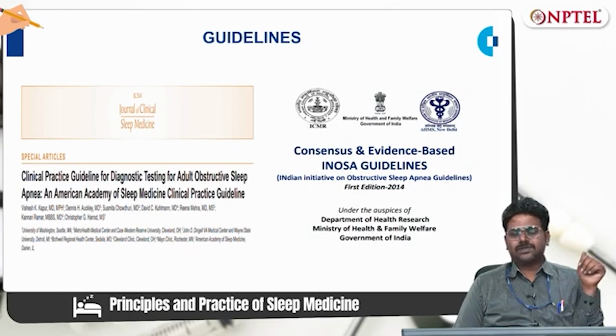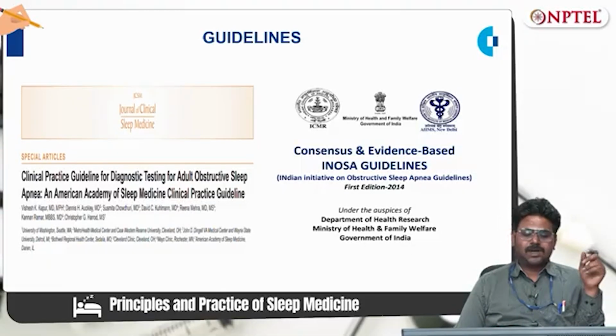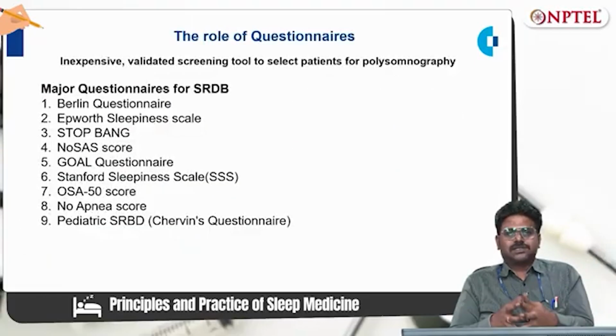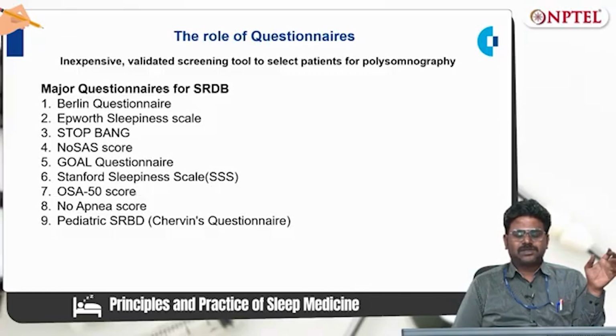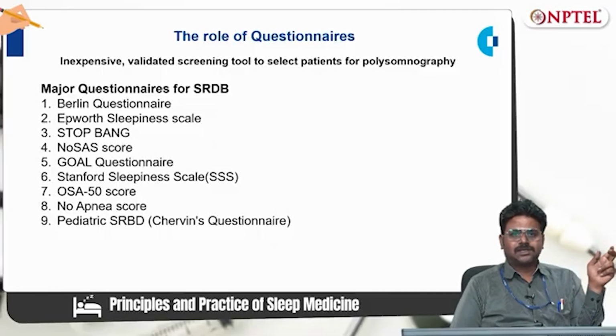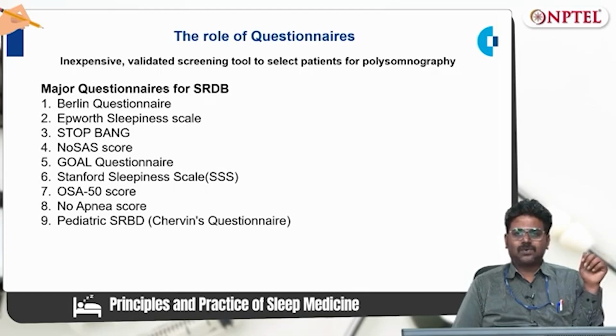Guidelines which we follow for diagnosing obstructive sleep apnea are INOSA, which is the Indian Initiative on Obstructive Sleep Apnea guidelines, and AASM, which is the American Academy of Sleep Medicine. The role of questionnaires: it's an inexpensive validated screening tool to select patients for polysomnography. Questionnaires are an important screening tool for diagnosing obstructive sleep apnea.